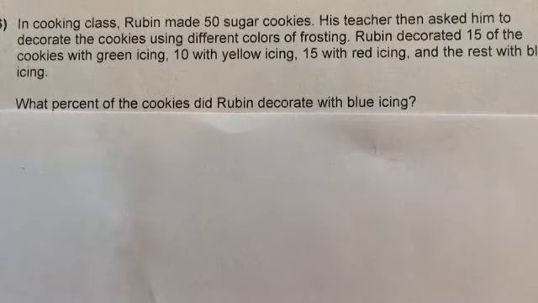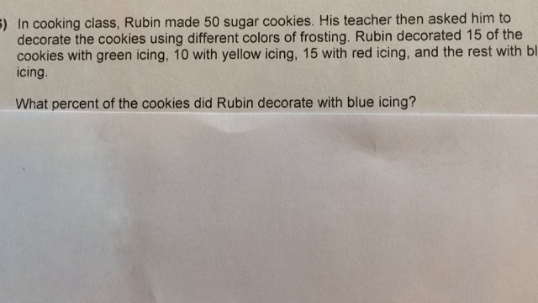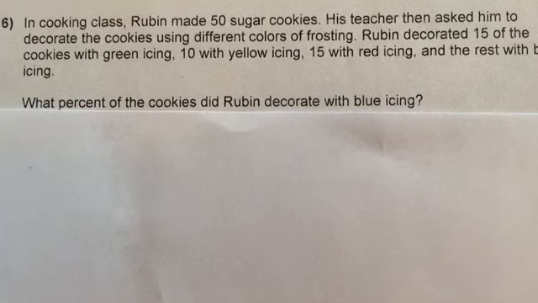Number 6. In cooking class, Reuben made 50 sugar cookies. His teacher then asked him to decorate the cookies using different colors of frosting. Reuben decorated 15 of the cookies with green icing, 10 with yellow icing, 15 with red icing, and the rest with blue icing. What percent of the cookies did Reuben decorate with blue icing?